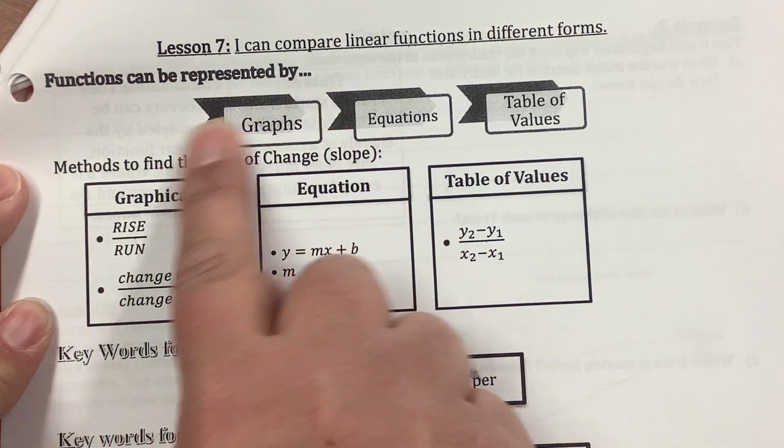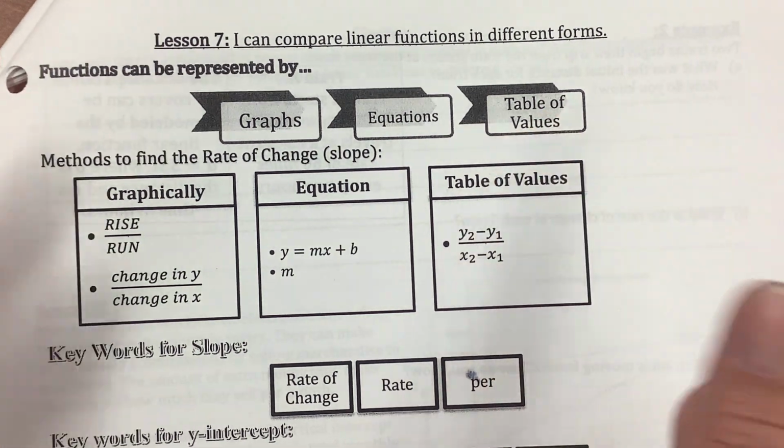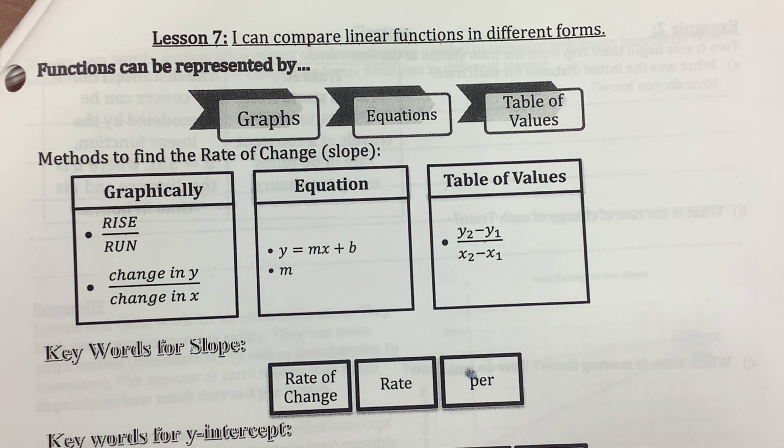So functions can be represented by graphs, equations, tables of values. In the beginning, all the way back in chapter 4, when we first looked at functions, we did this. We compared them in all different forms. We even had a fourth one. Do you remember the fourth one? Do you? Come on, think about it.